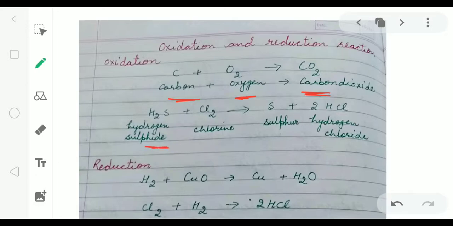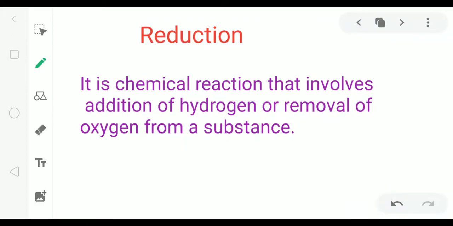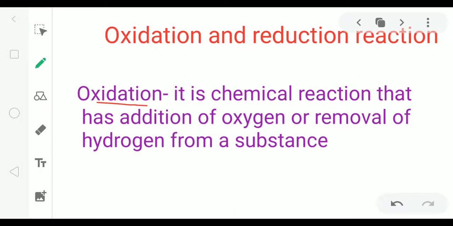Hydrogen sulfide and chlorine react to form sulfur and hydrogen chloride. So in this, one hydrogen atom is removed by chlorine. So it is oxidation reaction. Oxidation reaction is chemical reaction that has addition of oxygen or removal of hydrogen.